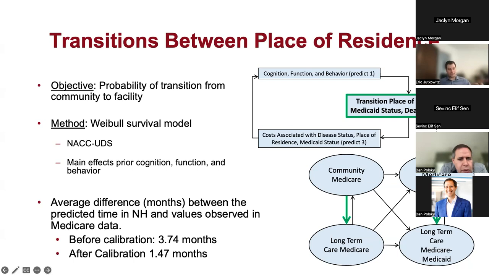Then my graduate student came along. He was like, we can maybe make some of these predictions a little better. He calibrated our Weibull survival model so that the predicted time people spend in the nursing home in our model gets closer to what's observed in the Medicare data. So before the calibration, the difference in months between the predicted time in the nursing home, what the model was saying people were spending in the nursing home, versus what was observed in Medicare data, we were off by about 3.74 months. Sometimes we over-predicted, sometimes we under-predicted. After his calibration, we're now off by about 1.47 months. So much better and a lot closer to what's observed in the data.